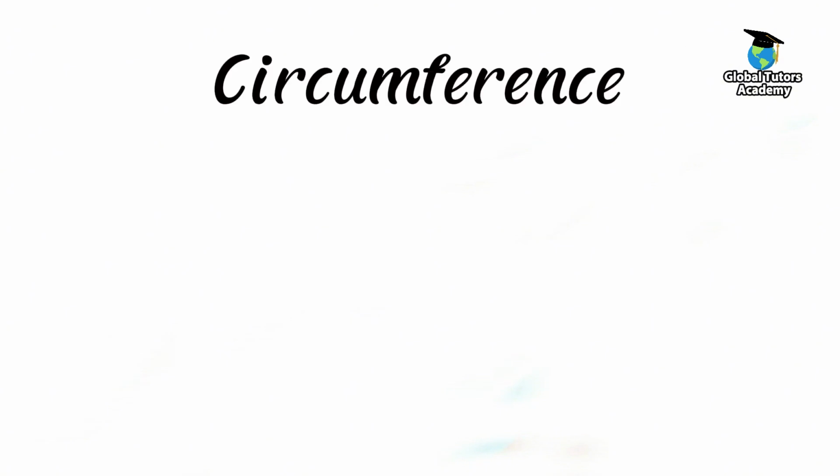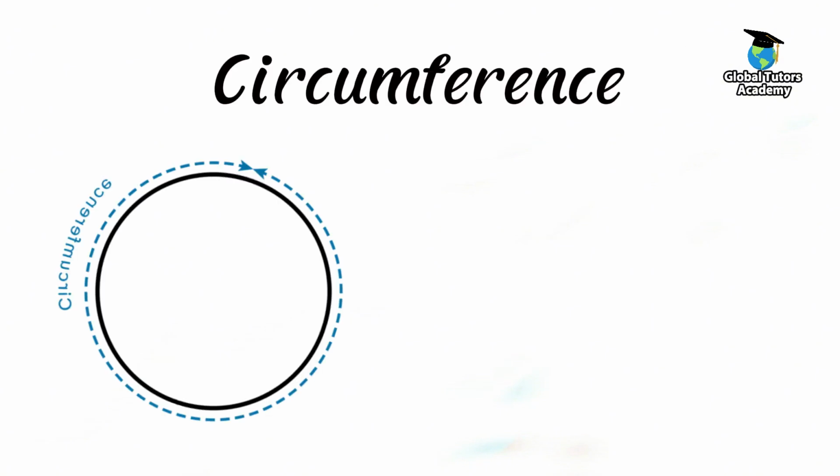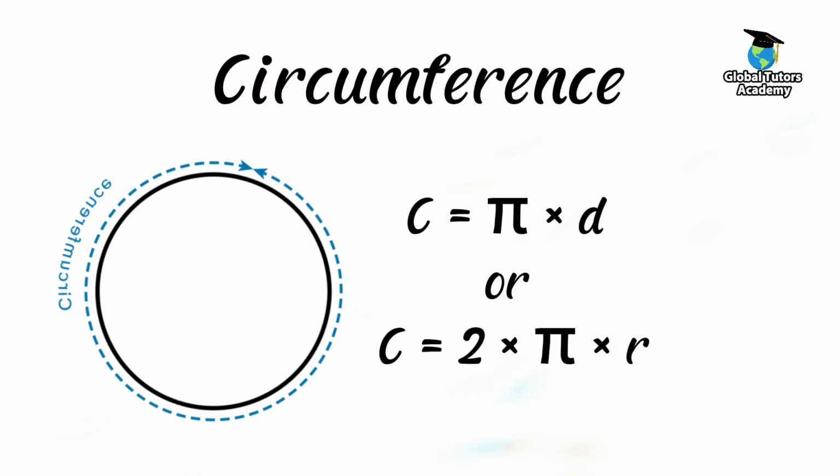Now to circumference of a circle. To find the distance around a circle, you use. Whether you know the diameter or radius, either formula gives the circle's full perimeter.